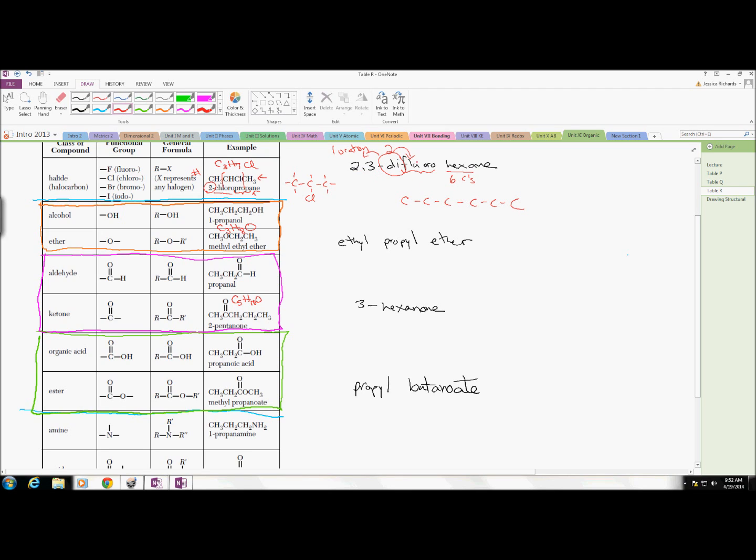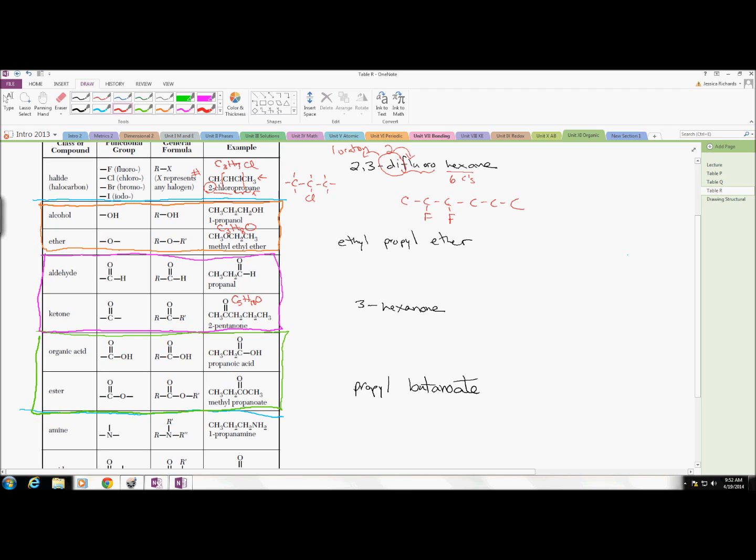On carbons 2 and 3, I have to put a fluorine. Whichever end you start counting from, you have to keep counting from that end. I can't count 2 from the left and then 3 from the right. That would mess up my molecule. So 2 from the left, I put a fluorine, and 3 from the left, I put a fluorine.